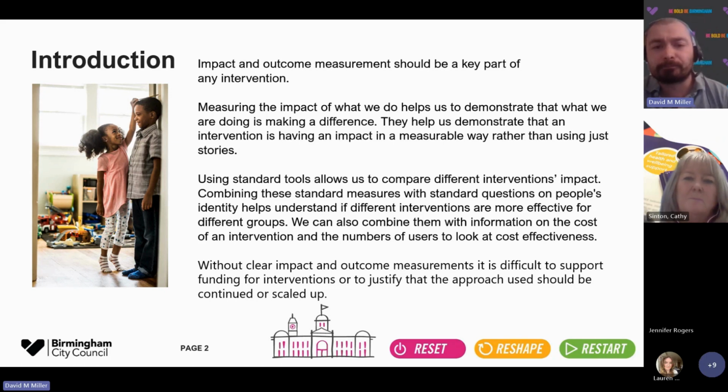Okay, and it's also really important in terms of funding for interventions. Whether that be Birmingham City Council or other organisations that are funding interventions, it's really important that the approach being used can be justified. This can justify both continued use of this type of intervention or potentially scaling up an intervention.